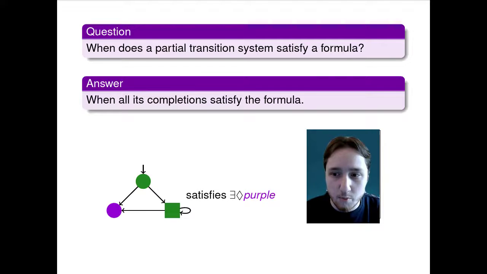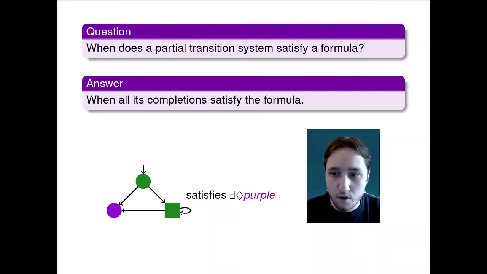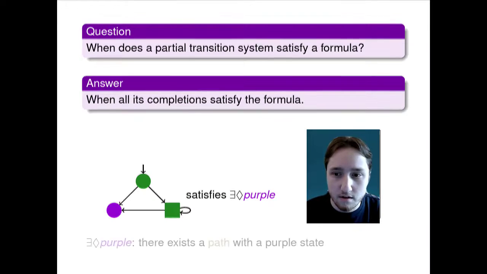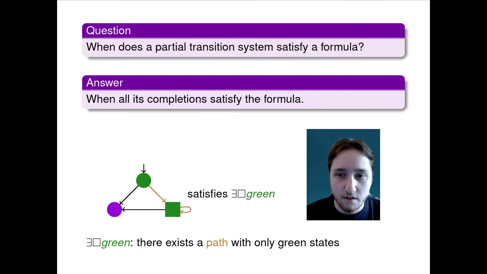For example, this partial transition system satisfies this formula. The formula expresses that there exists an execution path that will contain a purple state. No matter how we complete the partial transition system, this brown path will be part of the completion and it contains a purple state. Let us look at another example.